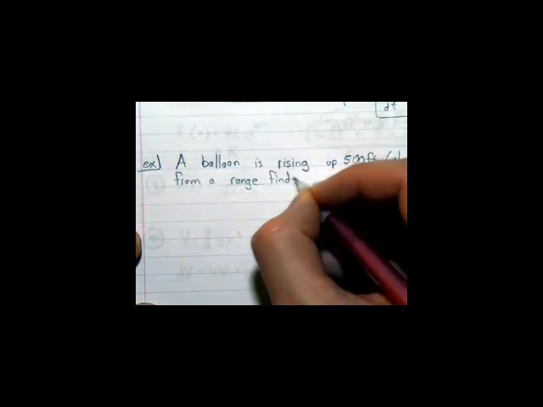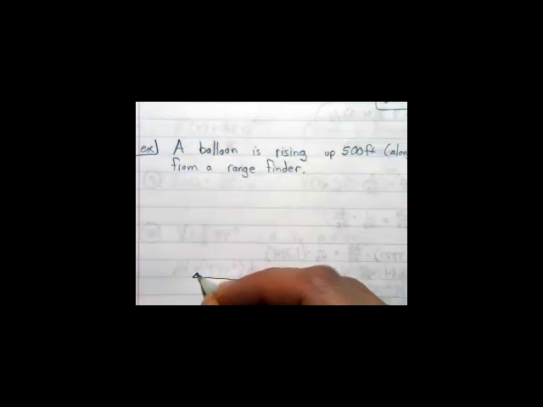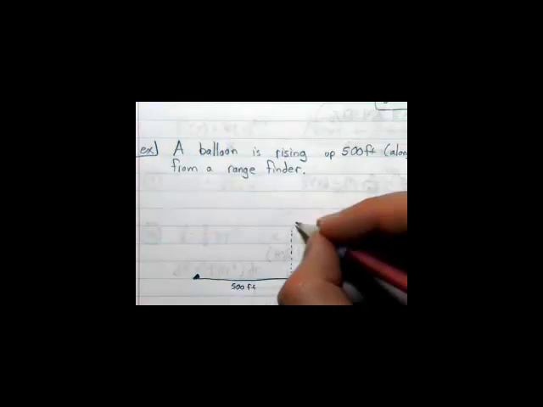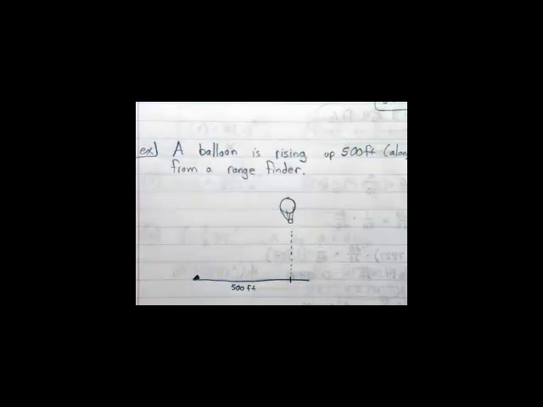So a balloon is rising up 500 feet along the ground from a rangefinder, okay? So I'll quickly draw the little picture here of what's going on. Here's the little rangefinder over here, and 500 feet away, here's this balloon. That's rising up. Okay, so it's heading up, and this little rangefinder over here is trying to spot where the balloon is.